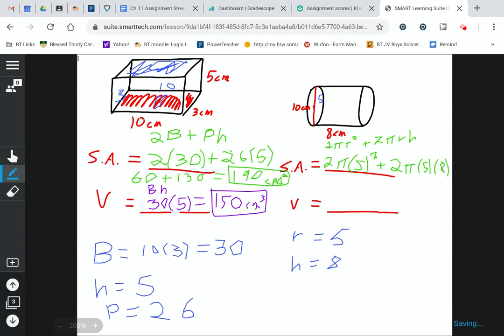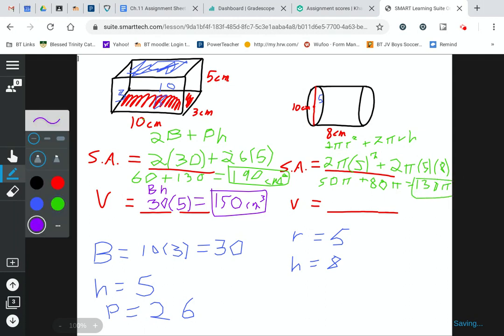So if we do this, 5 squared is 25 times 2 is 50 pi, and I'm not even going to calculate pi. I'll leave pi as pi because I want exact values unless I tell you otherwise. Plus 2 times 5 times 8. 8 times 5 is 40. 40 times 2 is 80. So we end up with 80 pi. And when we add those together, that's 130 pi. That would be my answer, and again, that's in centimeters squared.